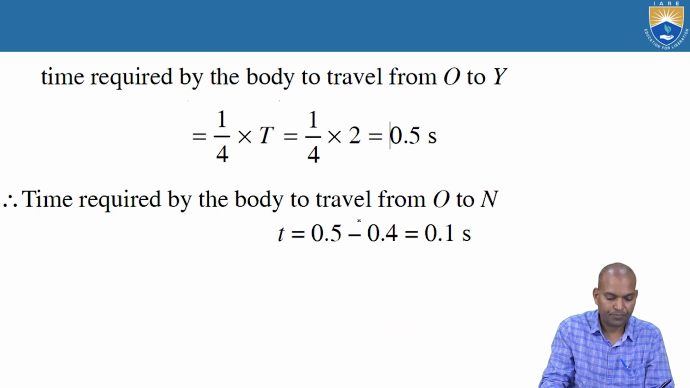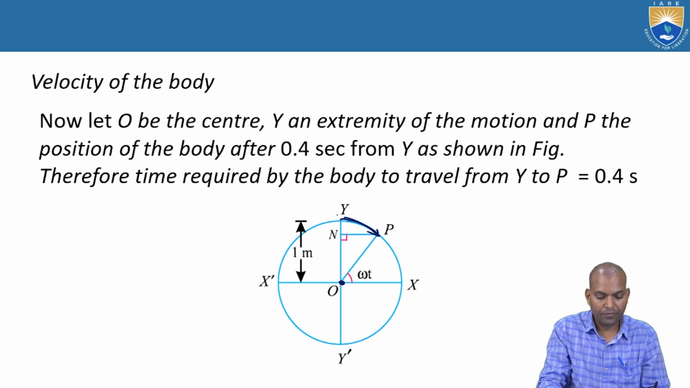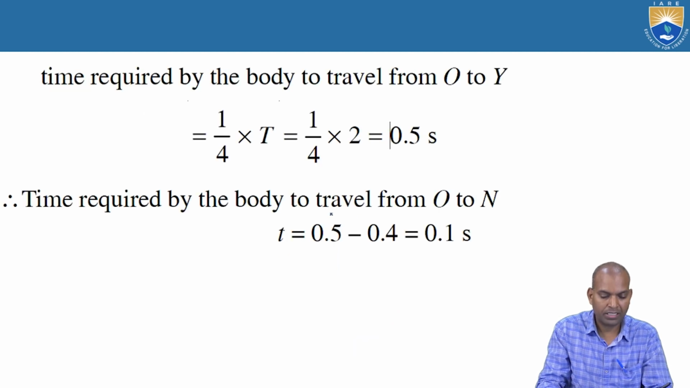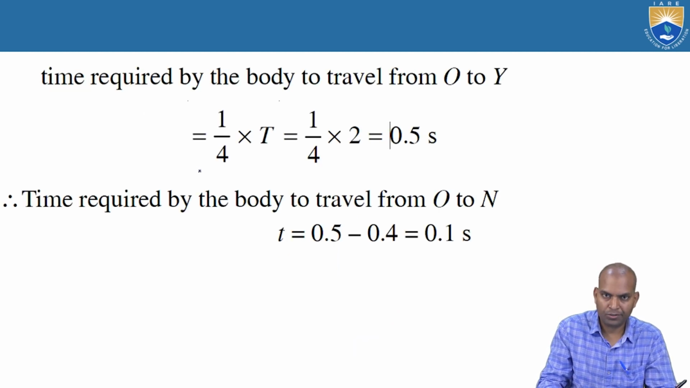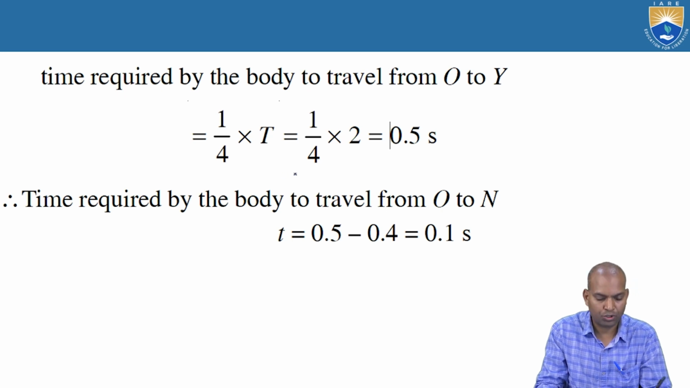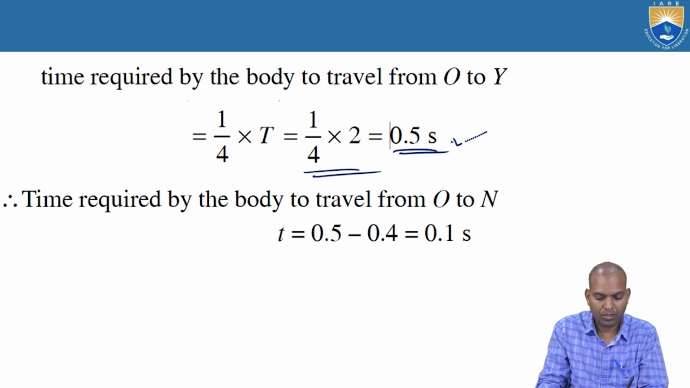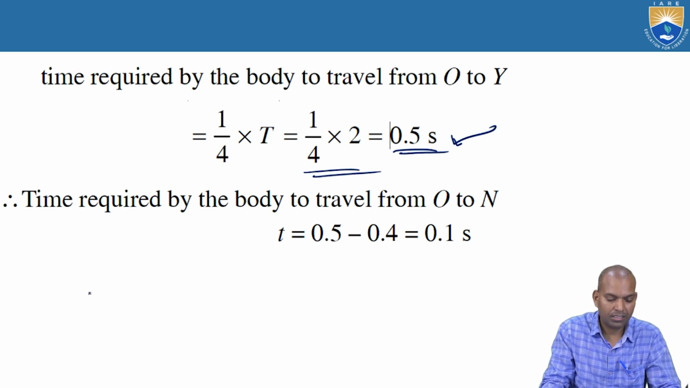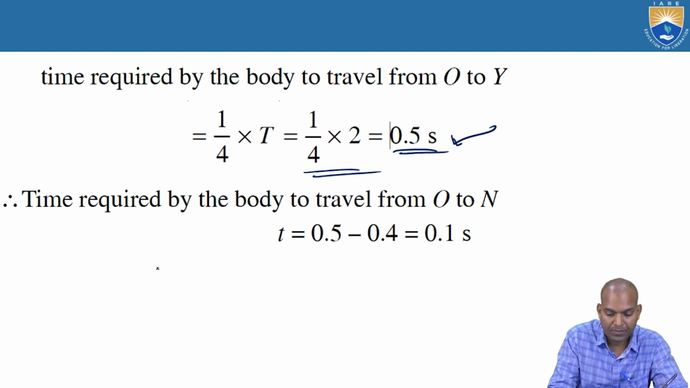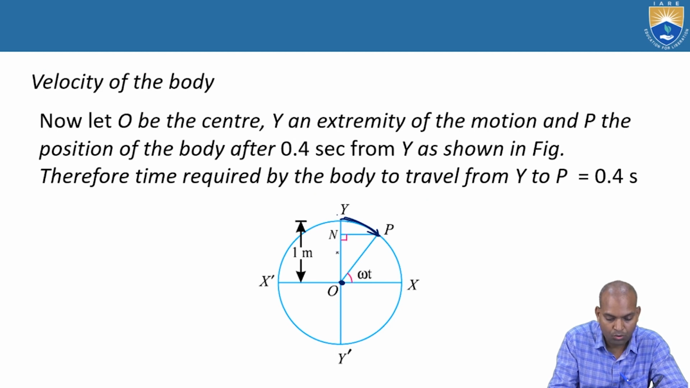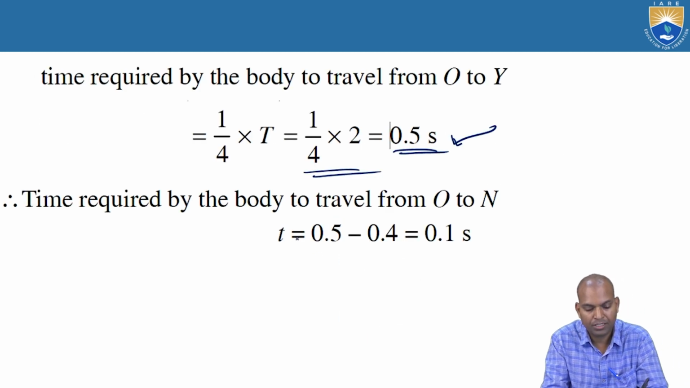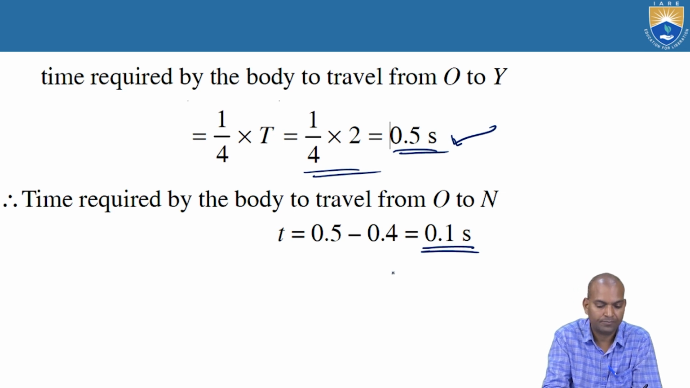Y to P is 0.4 seconds. Now, the time required by the body to go from O to Y is 1/4 of the total time period, that is T by 4, 2/4, equal to 0.5 seconds. The time required by the body to travel from O to N is O to Y minus Y to P, that is 0.5 minus 0.4, that is 0.1 second.